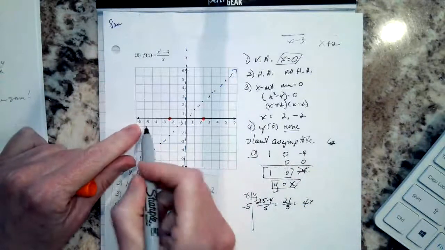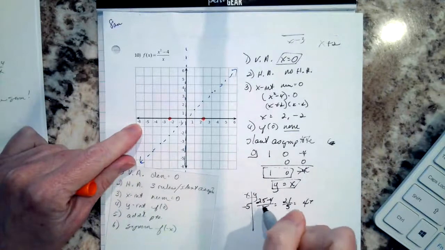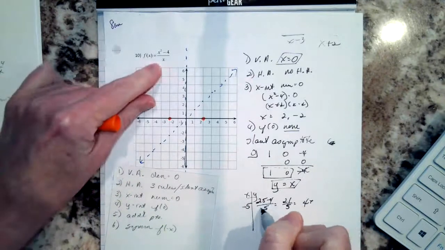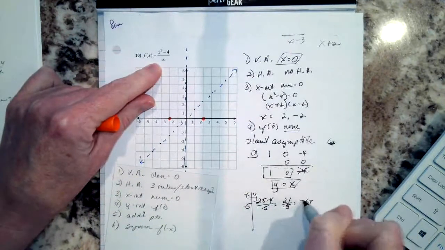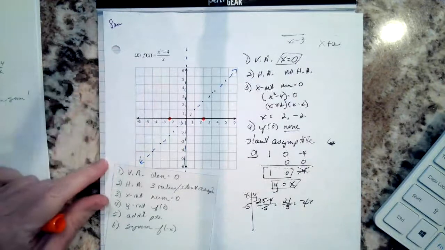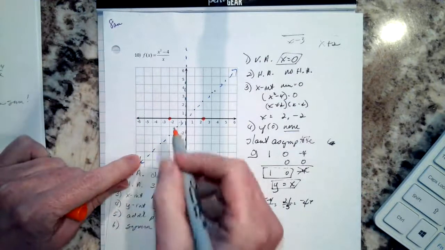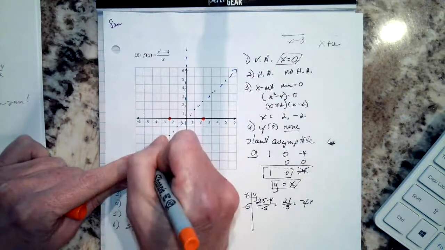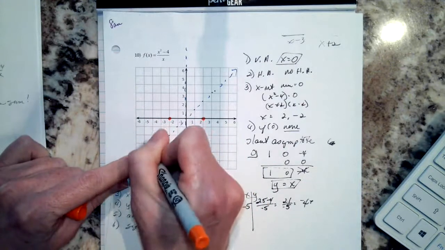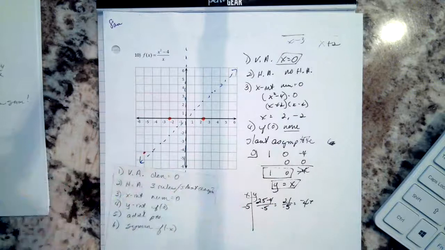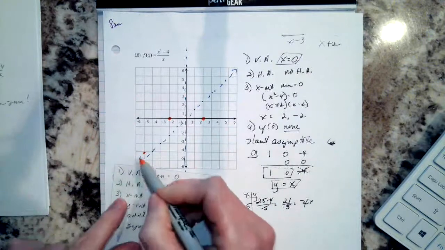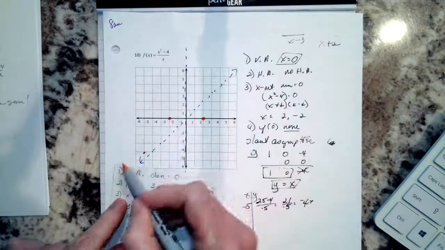Oh, that was a -5. Okay. Negative, I blew it here. It's a 25 minus 4 over x. So that's a -5, that's a -5, and that's a -4 in a little bit. So -5, -4. So we're going to go right to here. 1, 2, 3, 4, and a little bit.